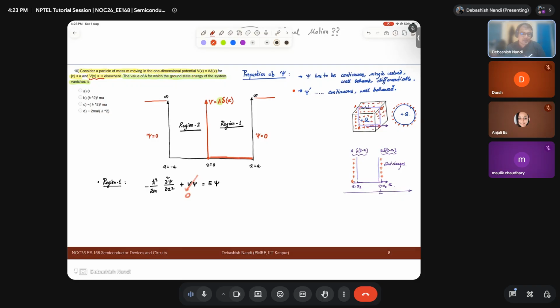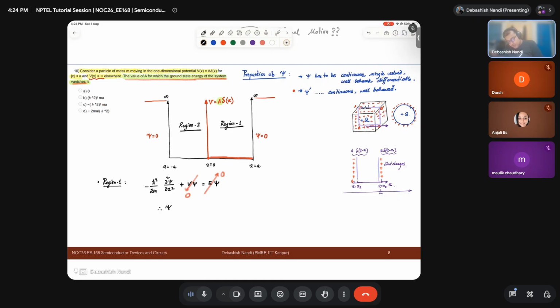And for what condition do I need to find out the value of A? When my ground state energy of the system also vanishes, right? That means I'll consider my total energy, that will give me my ground state energy for n equals 1, is also 0, and I'll solve considering these two conditions. Okay, so if I do that, what will be my psi?